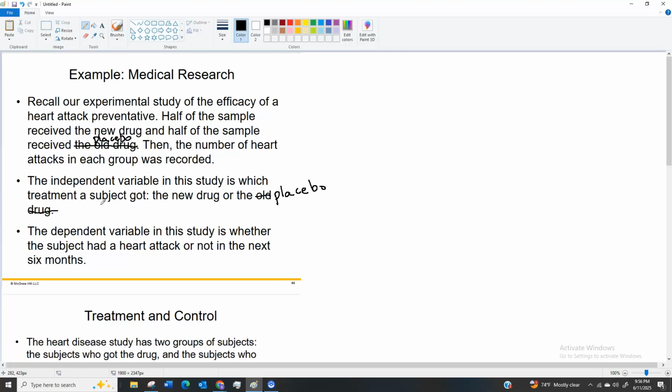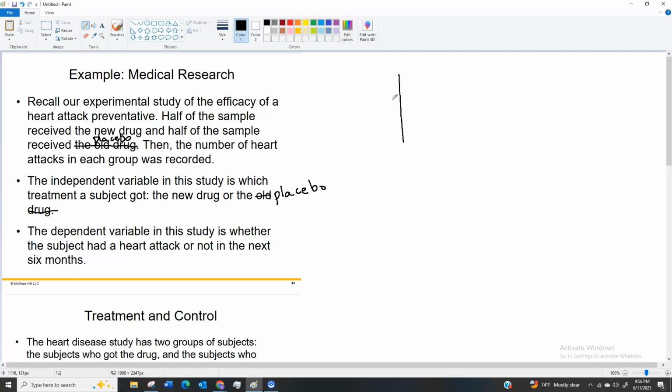So the independent variable is whether they got the new drug or whether they got the placebo. And so you have two groups in the study that should have been randomly assigned to which group they're in, and then randomly decide which group gets the placebo and which group gets the new drug. And then the dependent in this is whether or not the subject had a heart attack.